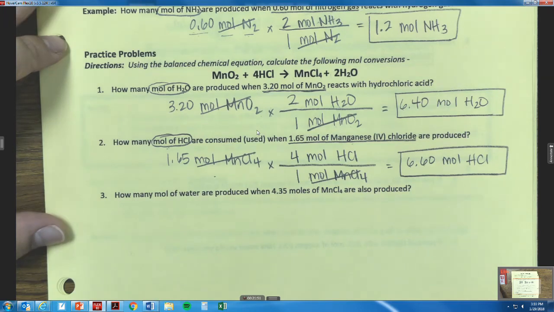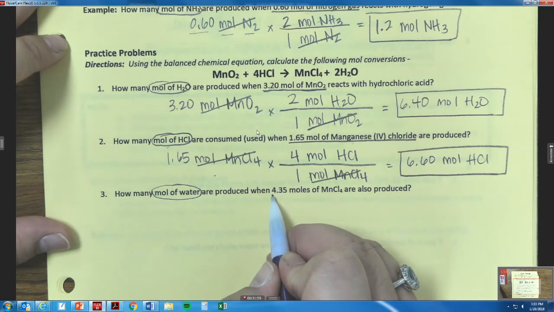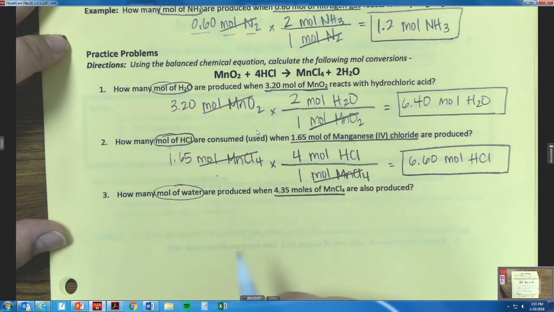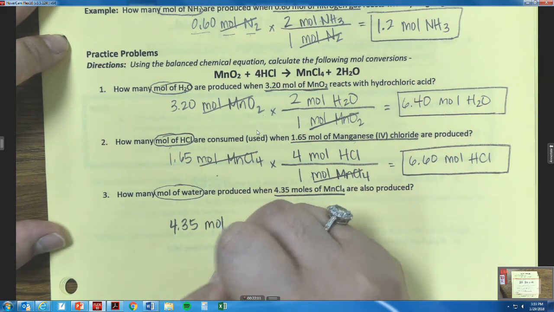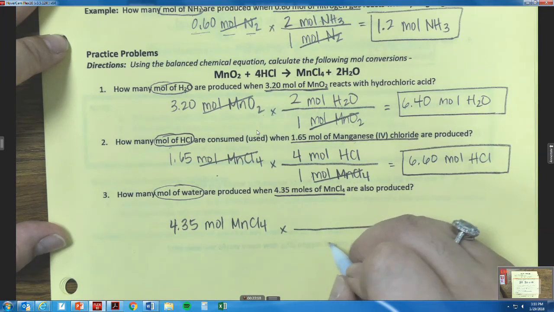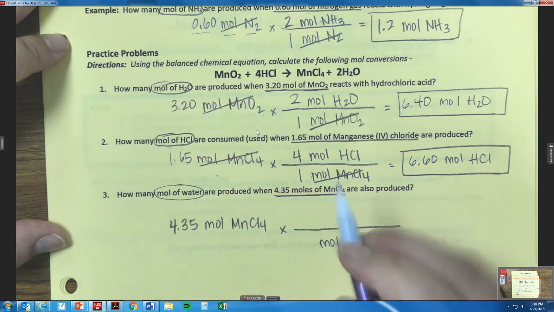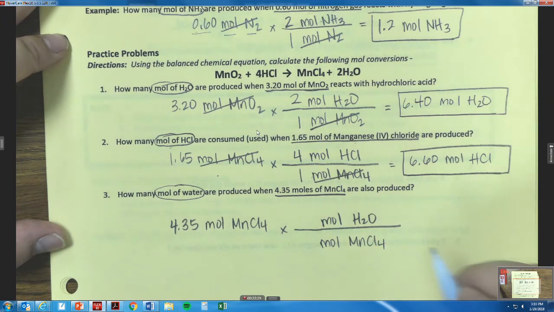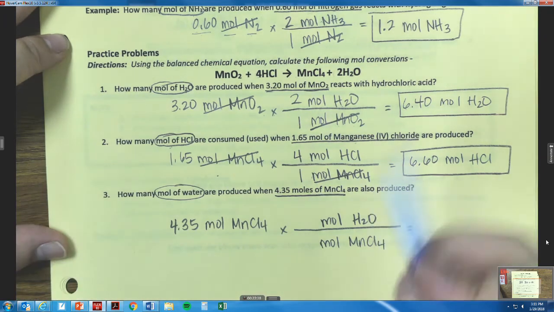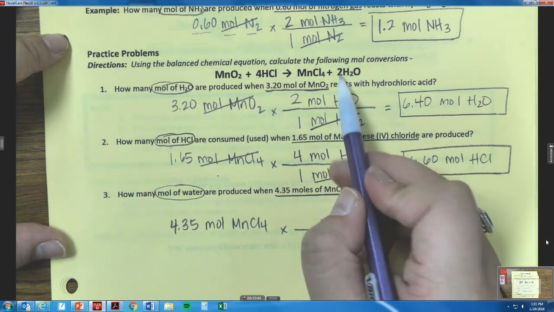So number 3: how many moles of water, that's my question, what I'm trying to find, are produced when 4.35 moles of manganese chloride are also produced? So our given is 4.35 moles of MnCl4. If that's moles of MnCl4, then this is also moles of MnCl4. What we're looking for goes on top, and we're looking for moles of water, so moles of H2O. So I look for my coefficients. My coefficient ratio comes from my balanced equation. The coefficient for MnCl4 is a 1. The coefficient for water is a 2.